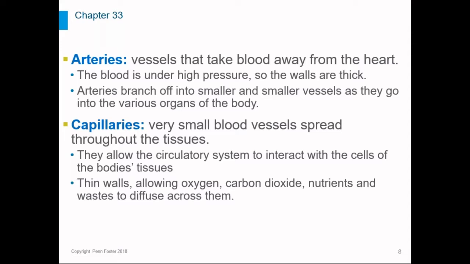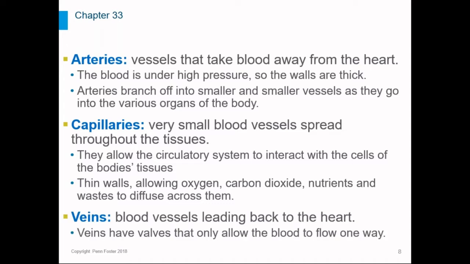Capillaries are very small blood vessels that spread throughout the body's tissues. They allow the circulatory system to interact with the cells of the body's tissues because capillaries have thin walls, so they allow oxygen, carbon dioxide, nutrients, and waste to diffuse back and forth through the walls between the blood and the tissues. Then the blood continues on through the veins, which are blood vessels leading back to the heart. And veins have valves that only allow the blood to flow one way, so it can't flow backwards.